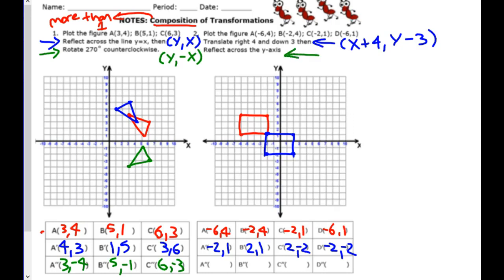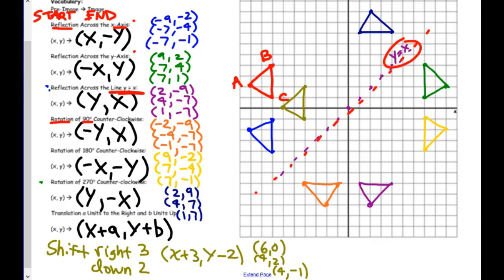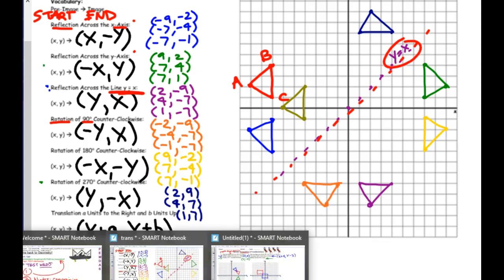Then we got another rule, another transformation, right? This transformation says reflect across y. Do we know the rule for reflecting across y? Let's take a look at the notes. So reflecting across y is (-x, y). Okay? So (-x, y). Let's write that down.